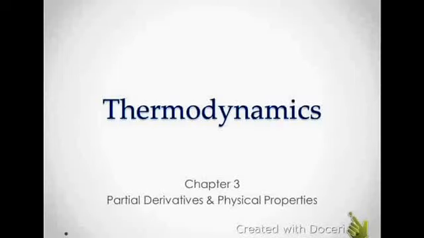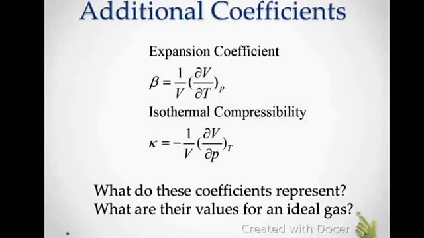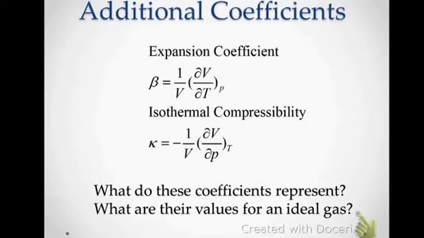This video represents part 3 of our discussion of applications of partial derivatives in thermodynamic systems. We'll take a look at a couple of derivatives that represent physical changes that may occur in systems, be they gas, liquid, or solid. The first of these is the expansion coefficient, represented by the symbol beta here.